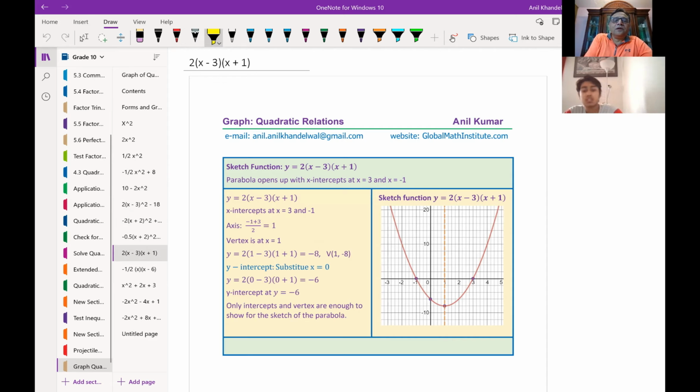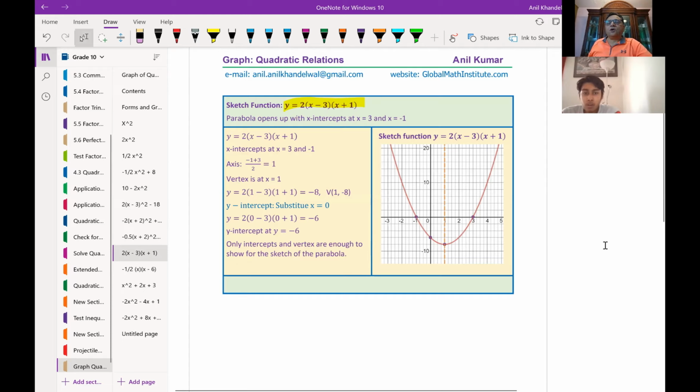So this form, y equals 2 times (x minus 3) times (x plus 1), is called the intercept form, right? Because from here, we get the x-intercepts. Is that clear to you? Yes, sir. From the equation, can you tell me what the x-intercepts are? It would be 3 and -1, sir. Okay, so 3 and -1. Let me write -1 first, and then the second intercept is 3. Now, those are the two x-intercepts highlighted here.